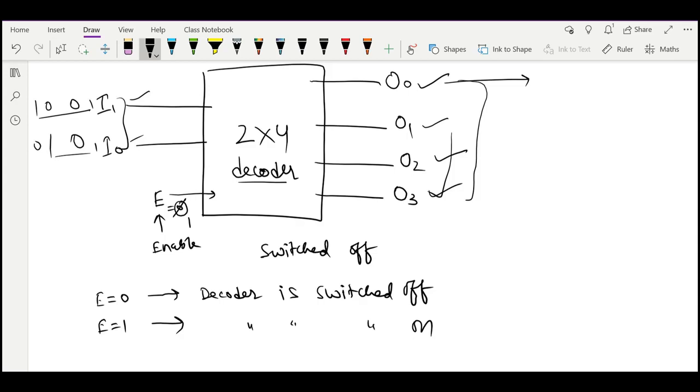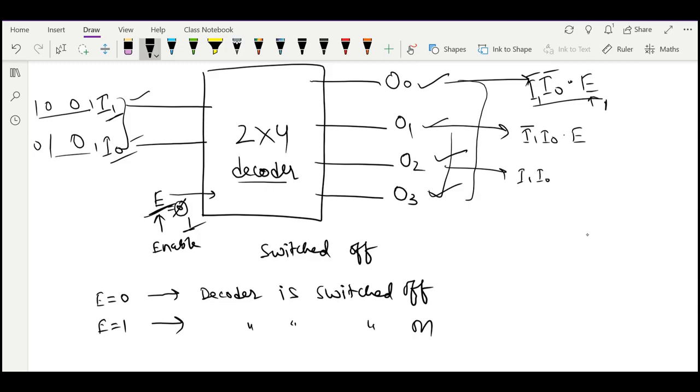So O0 is activated when E is 1 and I1 I0 is 00. That means O0 is I1 bar I0 bar into E, that is 1. If we make E 0, then it will also be off. So O1 will be I1 bar I0 dot E. O2 will be I1 I0 bar E. O3 will be I1 I0 E.